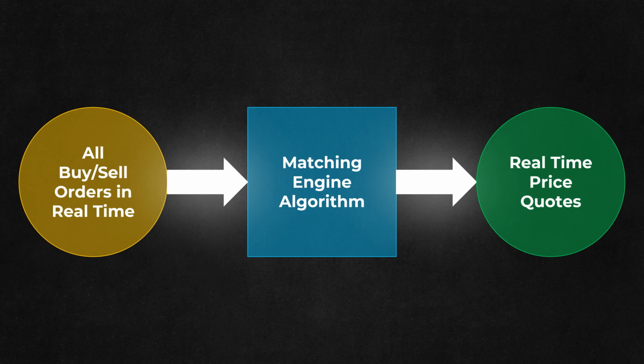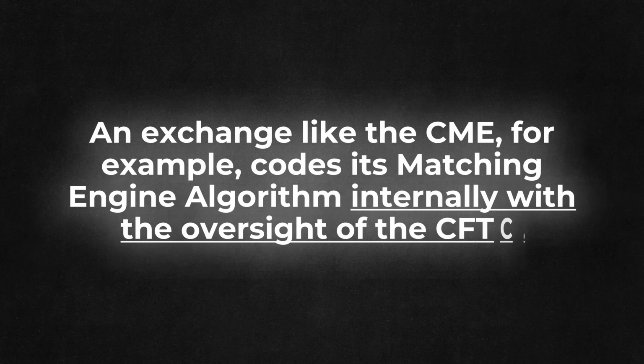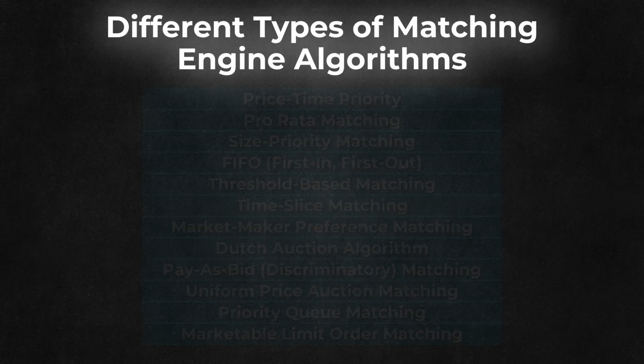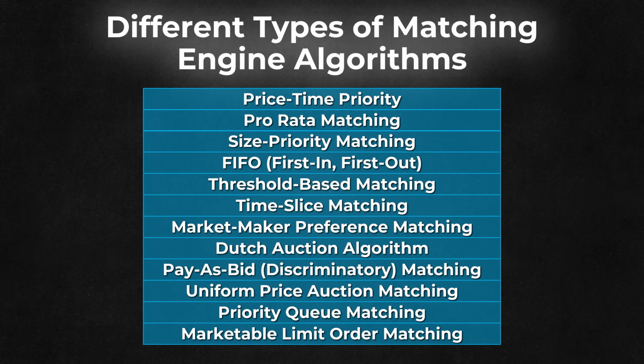Matching engine algorithms exist at the level of the exchange. An exchange like the CME, for example, codes its matching engine algorithm internally with the oversight of the CFTC. There are several kinds of matching engine algorithms, and different exchanges will use different types of algorithms depending on the situation. In the slide, you can see the different types of matching engine algorithms.